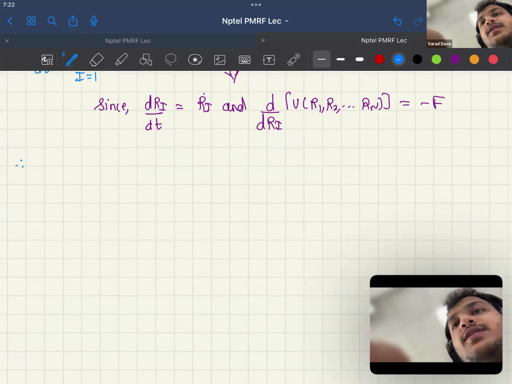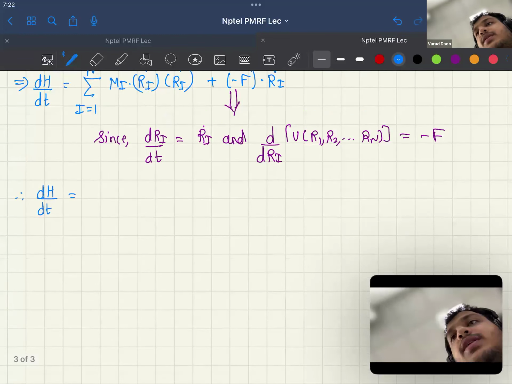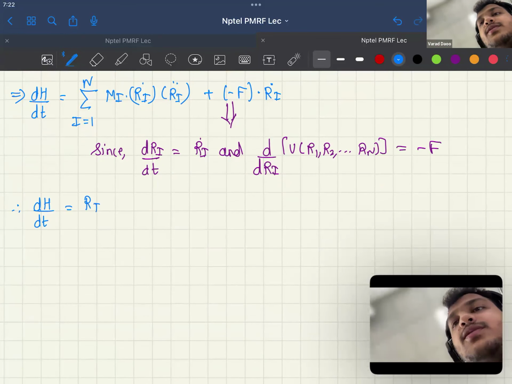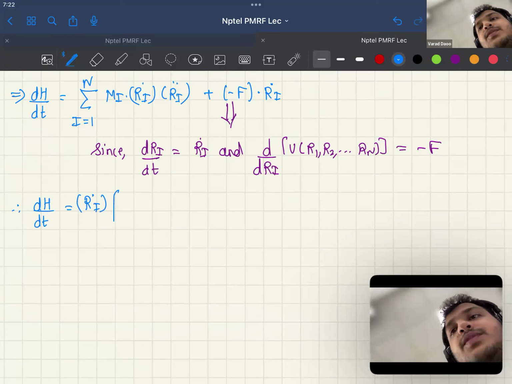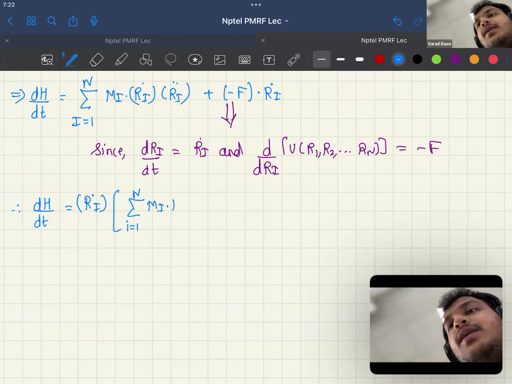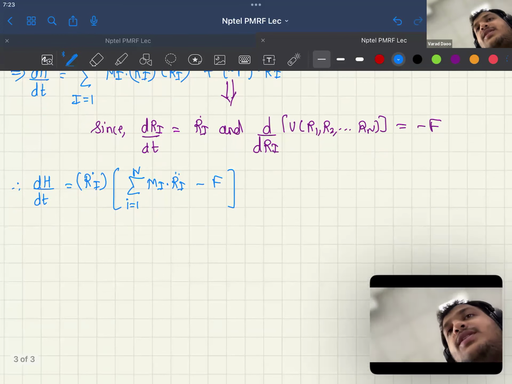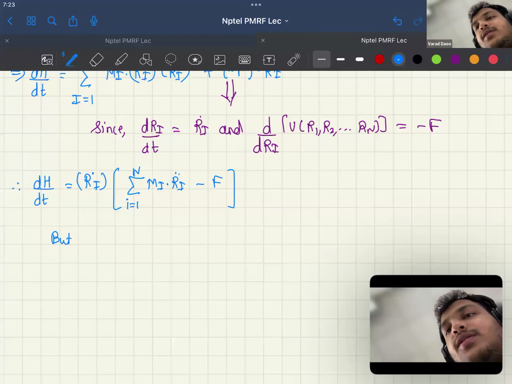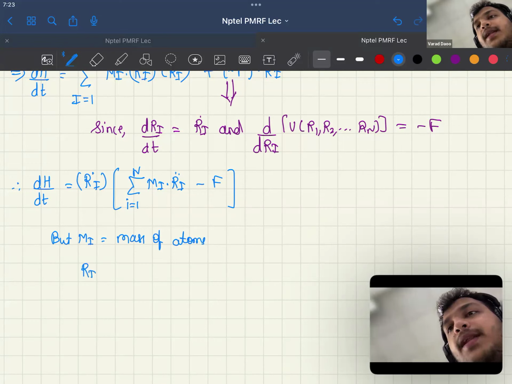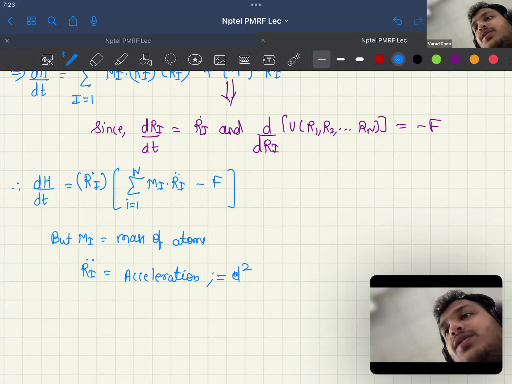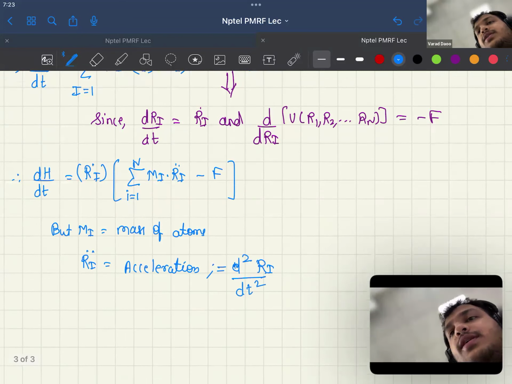Therefore, what we have is dH by dt is going to be nothing but, we take ri dot as common, ri dot into summation i equals 1 to n of mi into ri double dot minus force. But what is this? Here mi is the mass of the atoms and ri double dot is the acceleration, because this is equal to d2 ri by dt square.